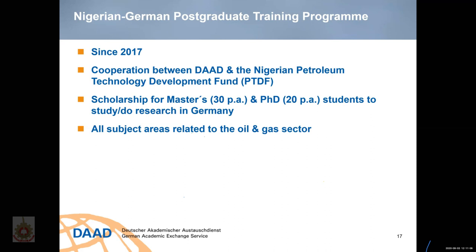And within this special program, there are no courses which we have pre-selected. You can study any course at a German university which is related to the subject areas of the oil and gas sector. The application process has two steps. The first step is you have to apply to PTDF. They make a pre-selection, and the final selection is then done by the DAAD. We had problems in the last years with this program because we didn't have enough applications. Unfortunately, it was only last year, 2019, that finally we got enough applications to give out all of the scholarships. So this might be also a good idea for those who are studying something connected to the oil and gas sector.